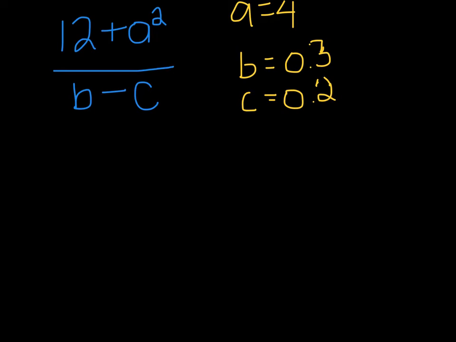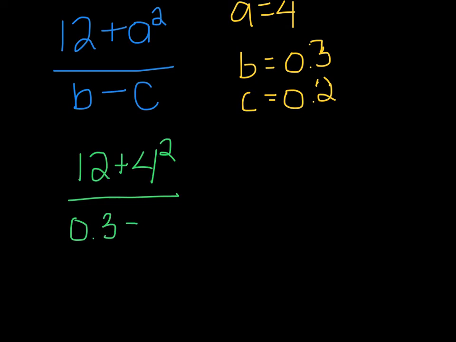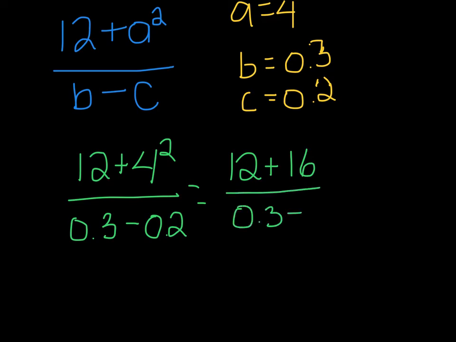So we'll have 12 plus our a equals 4, so that's 4 squared, over b, which is 0.3, minus c, which is 0.2. So now we have that all written out, and now we just need to go through our order of operations to solve. So we'll start here on the top with our exponent. So we have 12 plus 4 squared, that's 4 times 4, that would be 16, over 0.3 minus 0.2.